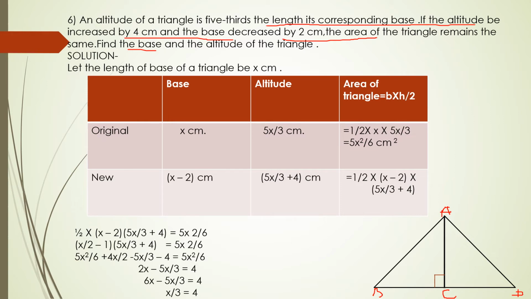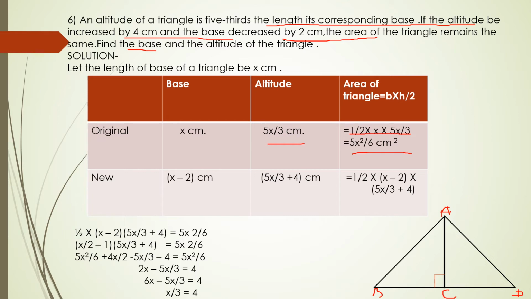So let the base of a triangle be x centimeter. So its altitude will be 5x by 3. You know, area of triangle is half into base into height. Same thing you apply here. Half into base, that is x, into height, that is altitude, and height are same, that is 5x by 3. So on simplification you will obtain original area as 5x square by 6 centimeter.